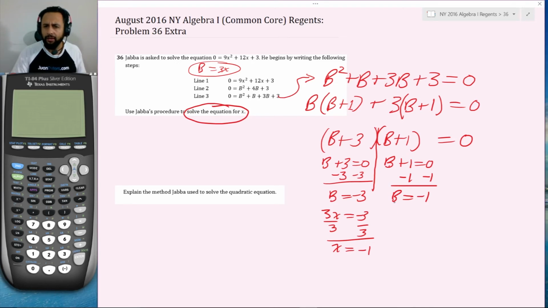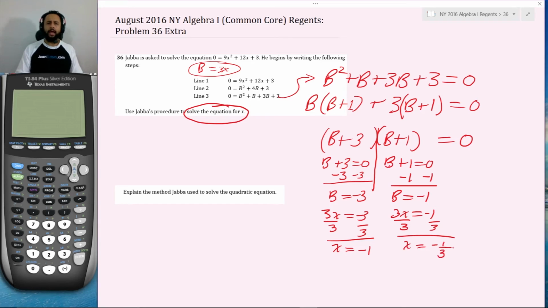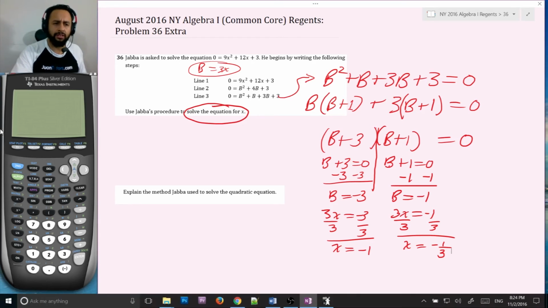Okay, and here I substitute for x, so 3x for b is 3x equals negative 1, and I divide by 3, and I got x equals negative 1/3. Okay, and then I definitely want to check my answer, right?